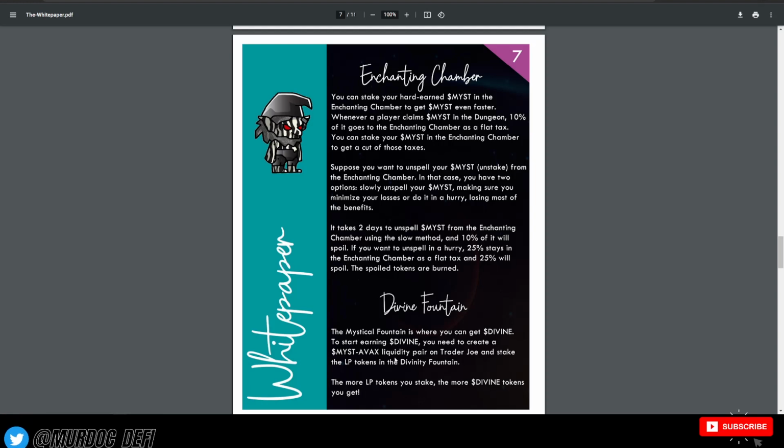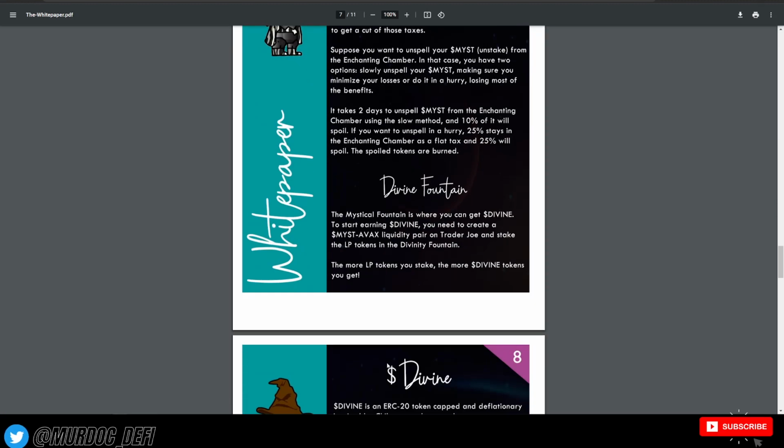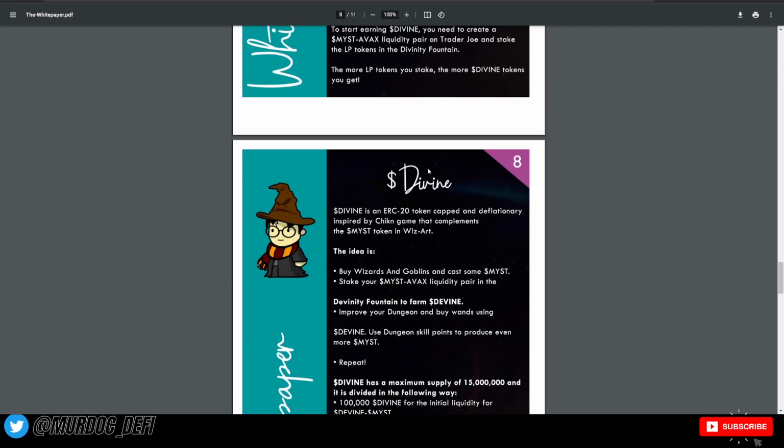Then they have their divine fountain. A mystical fountain is where you can start earning divine. You need to create a mist-Avax liquidity pair on Trader Joe and then stake those LP tokens in the divinity fountain. The more LP tokens that you stake, the more divine tokens that you get. And then I imagine that these divine tokens will probably be used to buy other in-game items as well.